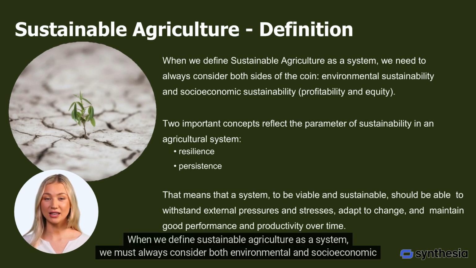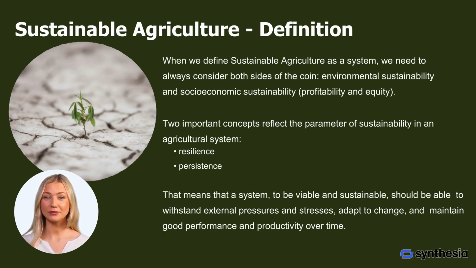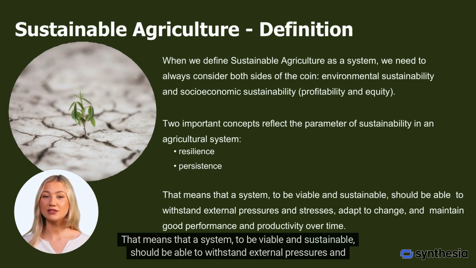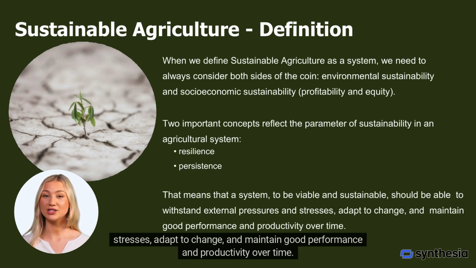When we define sustainable agriculture as a system, we must always consider both environmental and socioeconomic sustainability. The two important parameters of sustainability in an agricultural system are resilience and persistence. That means that a system, to be viable and sustainable, should be able to withstand external pressures and stresses, adapt to change, and maintain good performance and productivity over time.